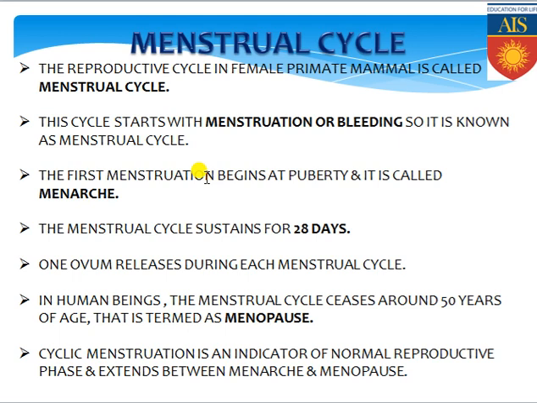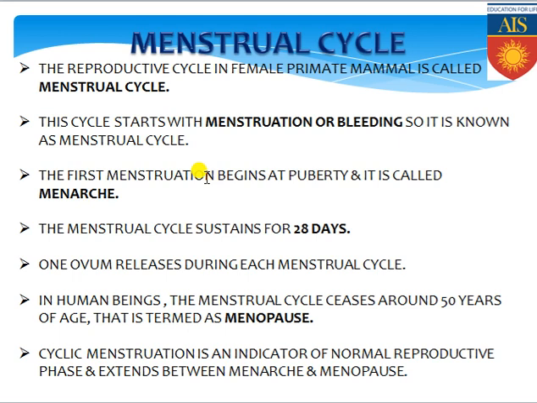Keep in mind, the menstrual cycle commonly starts at the age of puberty or adolescence, and the starting of the menstrual cycle is commonly known as menarche. Next, the menstrual cycle lasts almost 28 days, and this is the entire time period of the menstrual cycle. Keep in mind, an ovum is released during each menstrual cycle. Each and every ovum matures and is released during each and every menstrual cycle. Next, in human beings, the menstrual cycle ceases around 50 years of age in females.